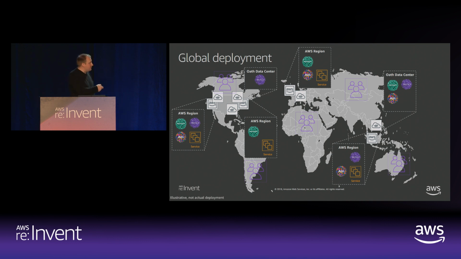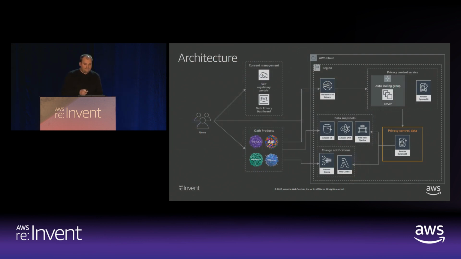So let's take a deeper look at one of these regions. All these regions are identical. So this is the architecture. It's very simple. Simplicity is usually best when you are dealing with scale. So when the users want to visit any of the old products, or they want to go to the privacy dashboard where they can manage their privacy controls, or they go to any of these industry self-regulatory portals, they get redirected to the closest region where we have the privacy control service. This is just a normal 302 HTTP redirection, and they hit the privacy control service, which is here.